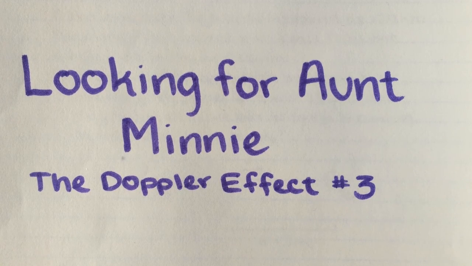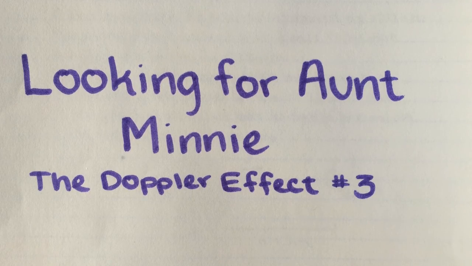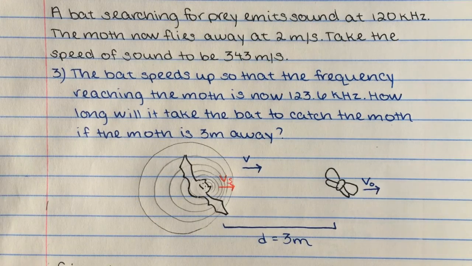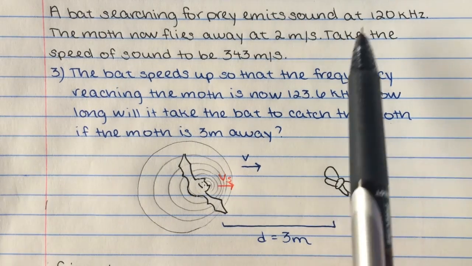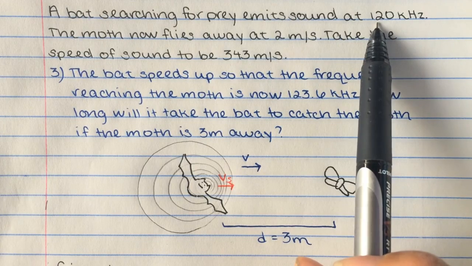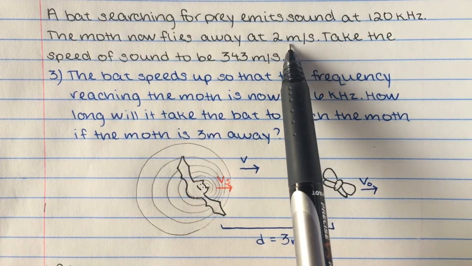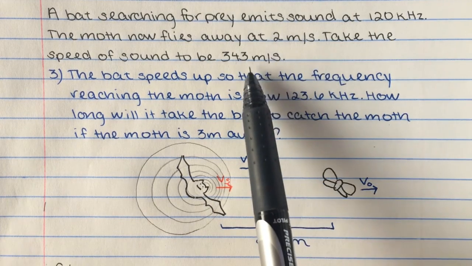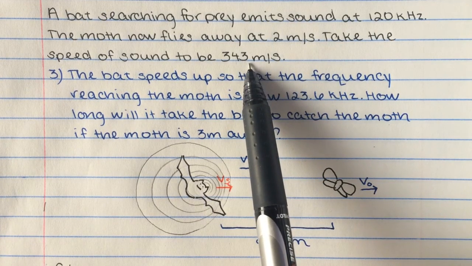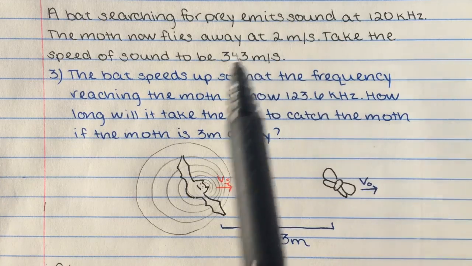Hi, so today I'm going to be going over problem number 3 of the Doppler effect and looking for Aunt Minnie. Problem number 3 is based on the previous two questions in that section. From those, we know there's a bat emitting sound at 120 kilohertz, a moth flying away from the bat at 2 meters per second, and the speed of sound is 343 meters per second.